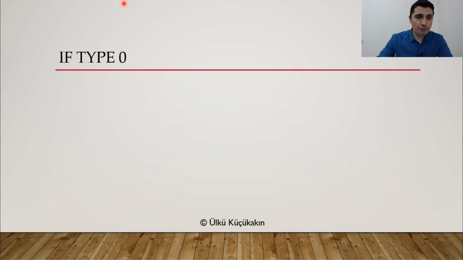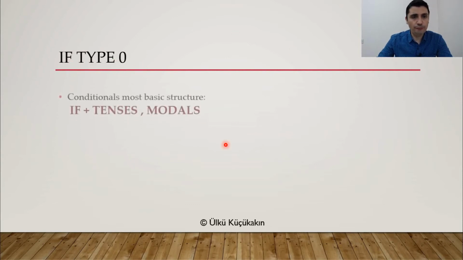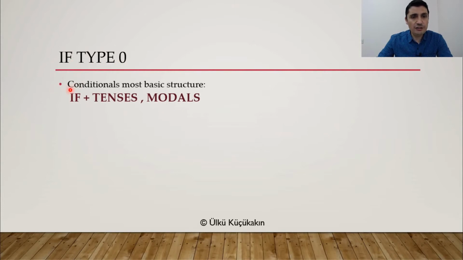So before we start with if type 0, I want to first have a look at conditionals' most basic grammatical structure. Sometimes some students get confused about how a specific type is formed. Whenever you have some problems remembering how a specific structure is formed, just try to remember this one. Most basically, after if, we use tenses.